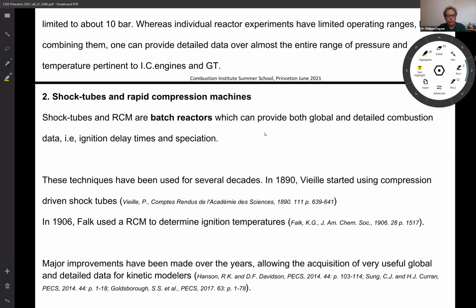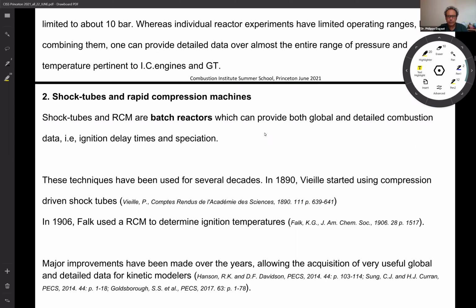So compared to a flow reactor, where reactants are flowing continuously, here, to change the initial conditions, you will start a new experiment. It's different. These techniques have been used for several decades.